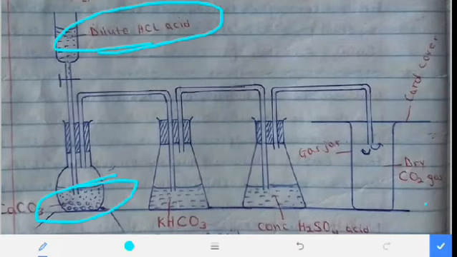After the dilute HCl is added, there will be effervescence. Then the gas is passed through a wash bottle containing potassium hydrogen carbonate to absorb excess acid sprays. It is again passed through concentrated sulfuric acid to dry it, and then it is collected into this gas jar as dry carbon dioxide gas.